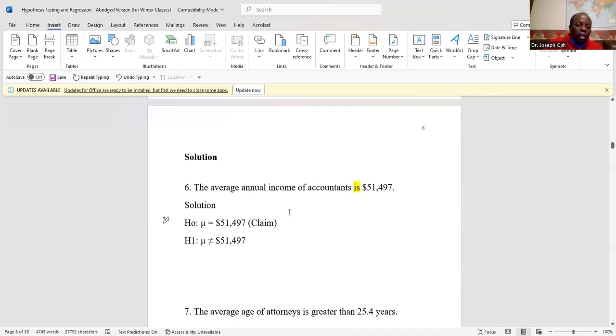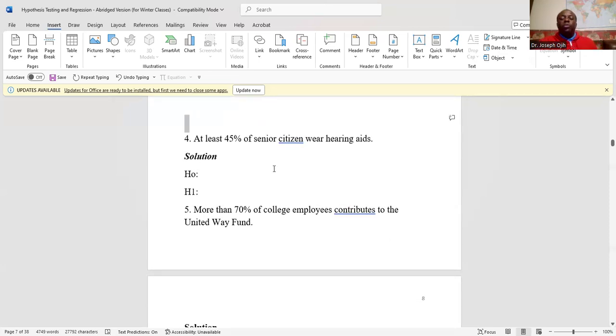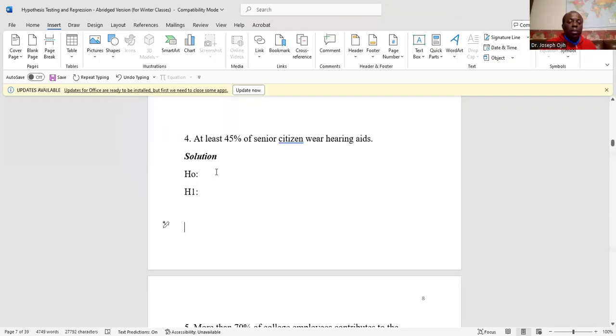You know that the examples I have given so far are for the mean. We can still have a proportion, like here. It says at least 45% of senior citizens. Because this 45% is a percent, it's a proportion. So we're not going to be using the mean, we're going to be using P. According to this, "at least" means greater than or equal to, which can only be used in the null hypothesis.